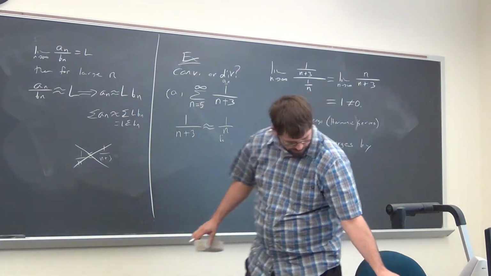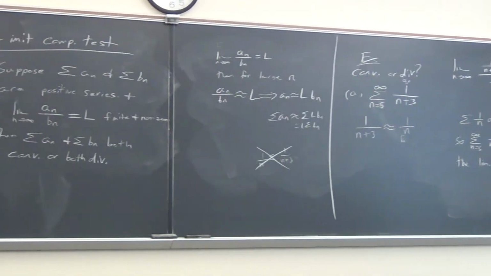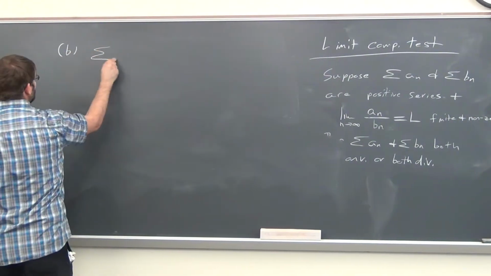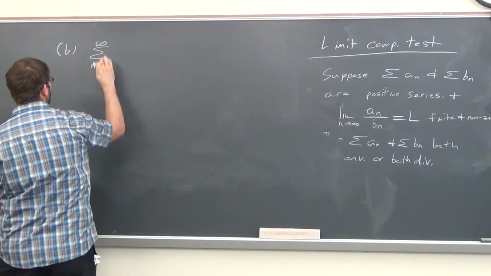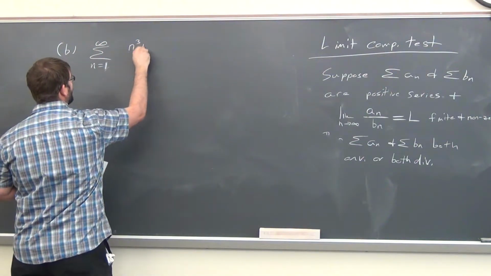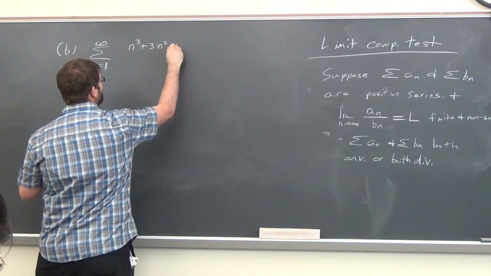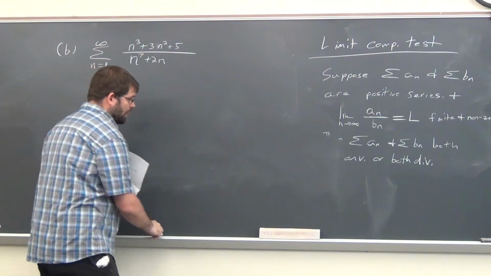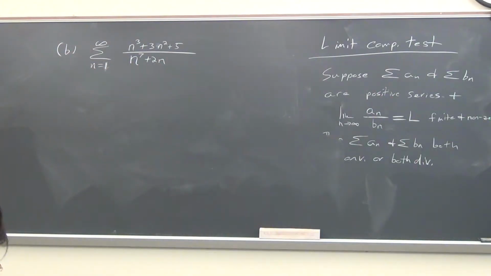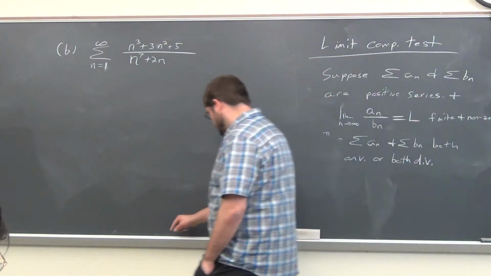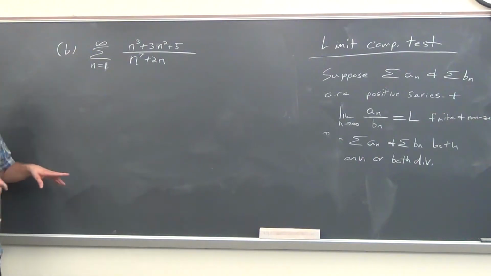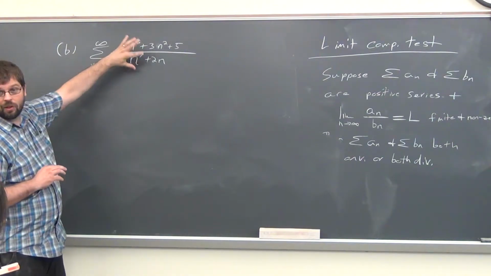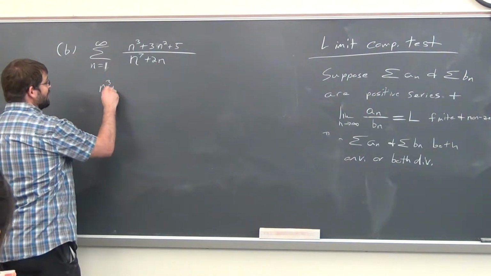Okay, so let's try a couple more of these. I'm going to have you do this one, but let me get you started one more time. So again, doing a direct comparison, trying to show that that is less than something or greater than something, it's going to be a pain because you've got all kinds of stuff going on in the top and bottom. But it's very easy to just look at this.